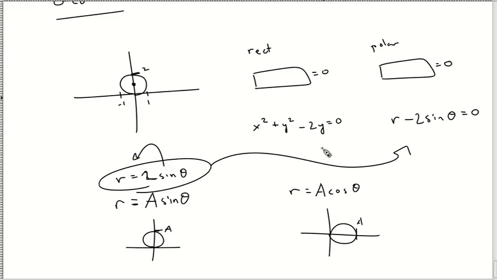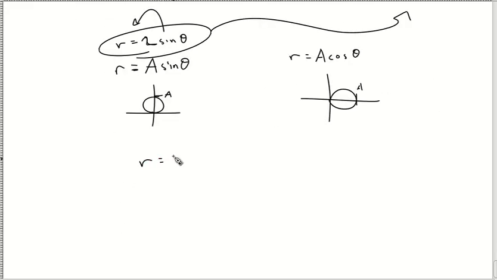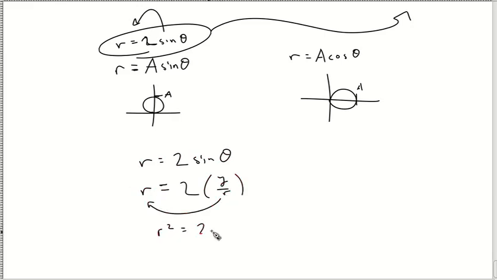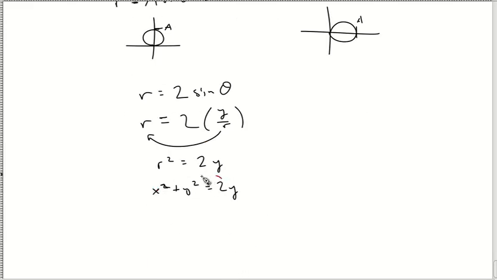So how do we get this answer? Well, I just take that and I roll with it. So there's a 2 sine theta, just like the last problem, and without making a mistake this time, I hope. R squared is equal to 2y. X squared plus y squared is equal to 2y. And then you can move this over because you must have it equal to 0.